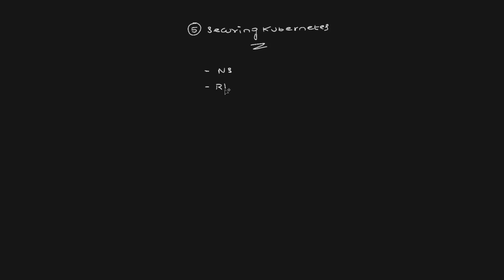Then we will learn about RBAC in Kubernetes, where we will learn what is RBAC, what are different components that can help you with RBAC. Then we will learn about network policies in Kubernetes. For example, how can you restrict access to your database that is deployed in your Kubernetes cluster?